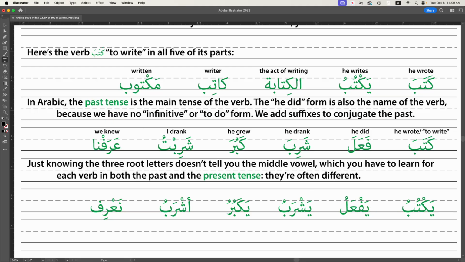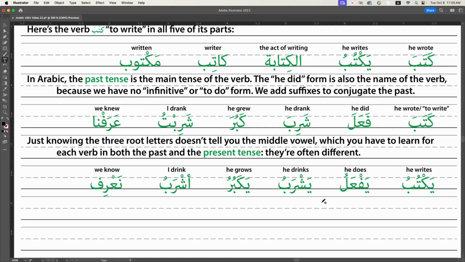Yaf'alu is he does. And we give them in masculine singular just as the default. It's just how Arabic rolls. There's no good reason for it. Yashrabu is he drinks. Yakburu is he grows. So this verb takes fatha as a middle vowel. This verb takes dhamma as a middle vowel.